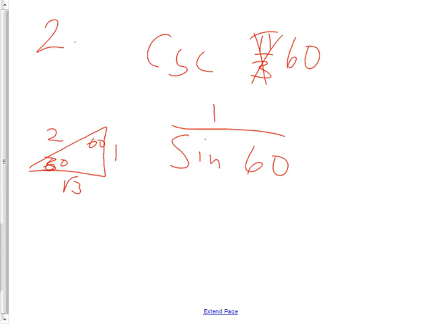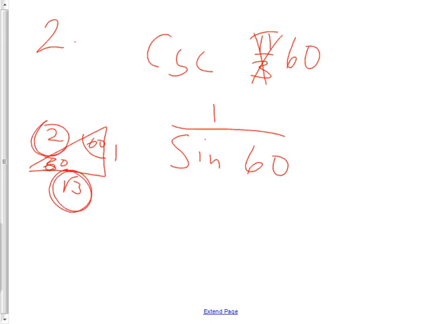Now, sine of 60, here's 60. Sine is opposite over hypotenuse. No, wait, no. Yeah, opposite over hypotenuse. Am I doing that right? Root 3 over 2. I'm doing something wrong here. Is that right? All right. I just realized I might have done that wrong in my other class. That's a little scary. Okay, so sine of 60, sine is opposite over hypotenuse.